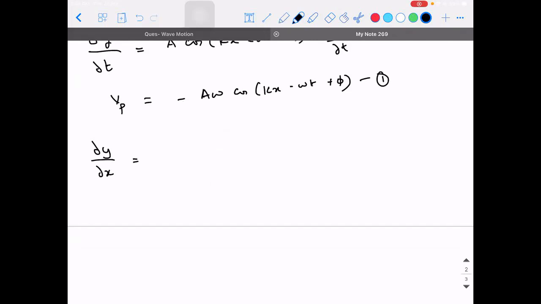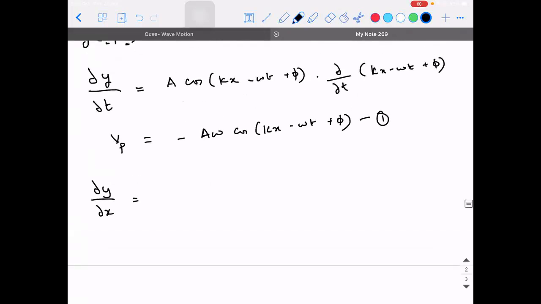Sir, I have a doubt. Tell me. Sir, dy by dt, you said, is only the velocity of the particle, right? Yes, velocity of the particle. And the y equation, y of x comma t, is also only the displacement of a particle, not a wave. Particle. Yes. Okay.